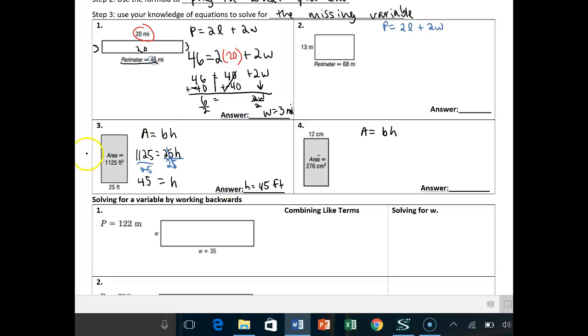Back on number 3, if I were to say 45 is my height, to check, 45 times 25, hopefully you guess what you should get. If I just do my base times height, I get exactly what my area is. Good way to check, right?